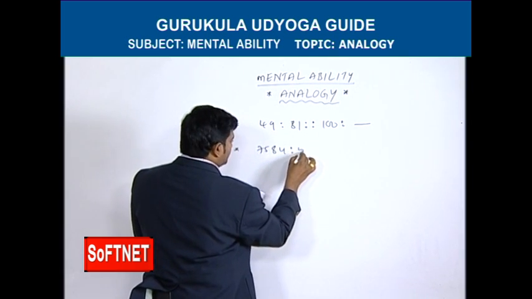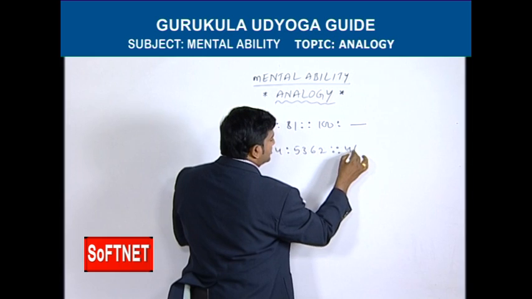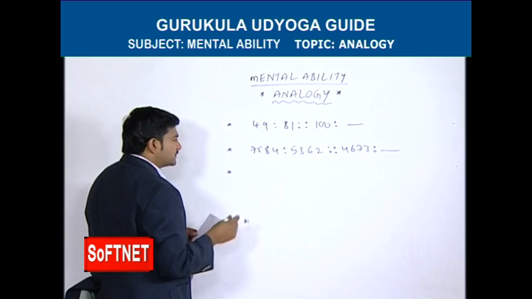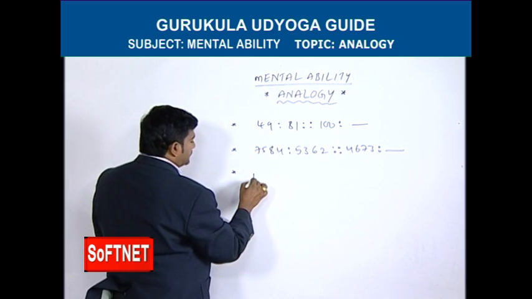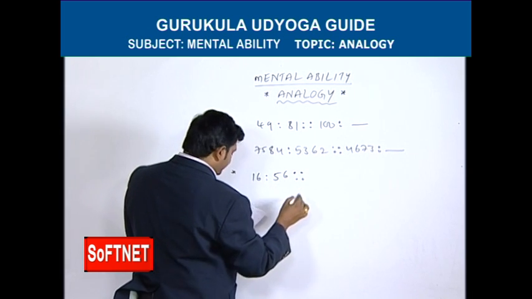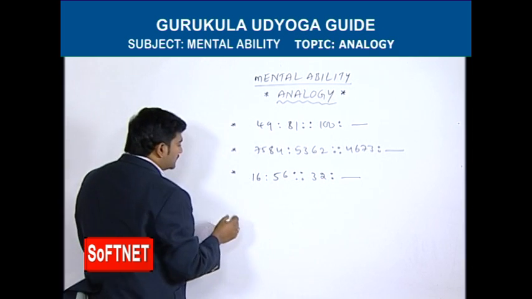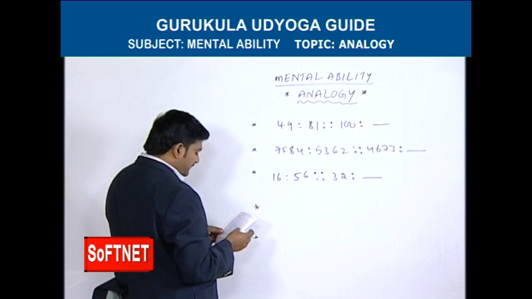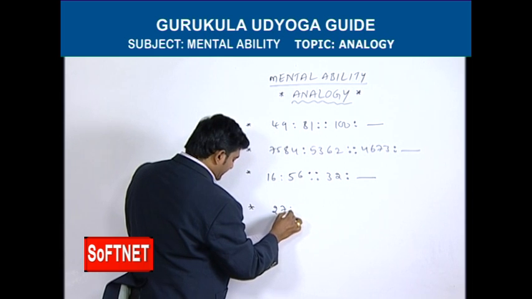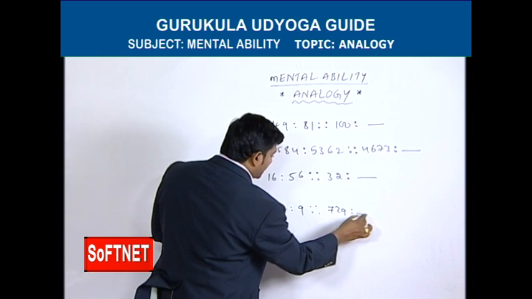7584 is to 5362 as 4673 is to dash. Now one more example. 16 is to 56 as 32 is to dash. Okay, so now this is the third one. Now the fourth example is as follows: 27 is to 9 as 729 is to dash.